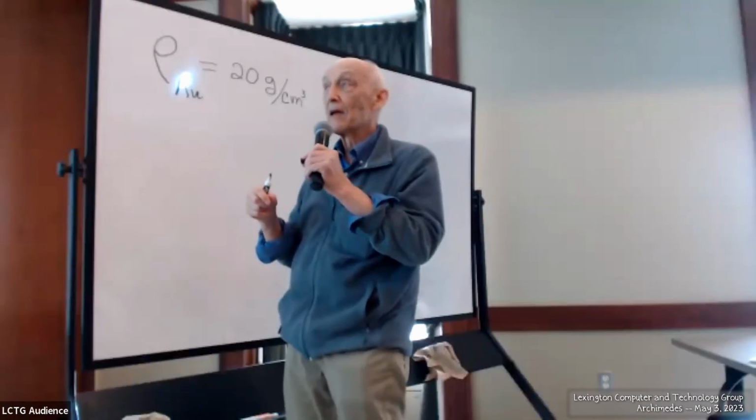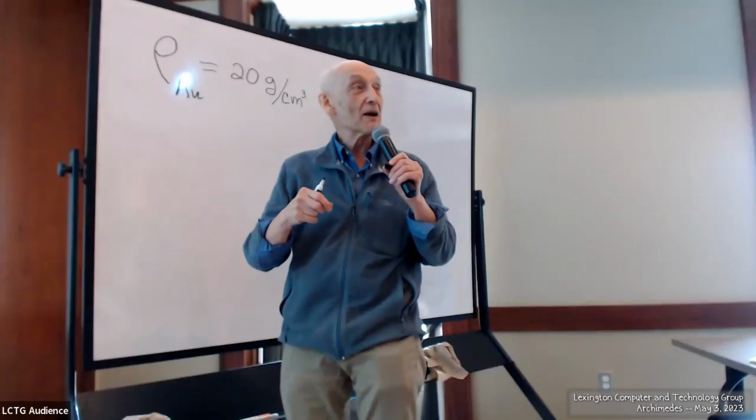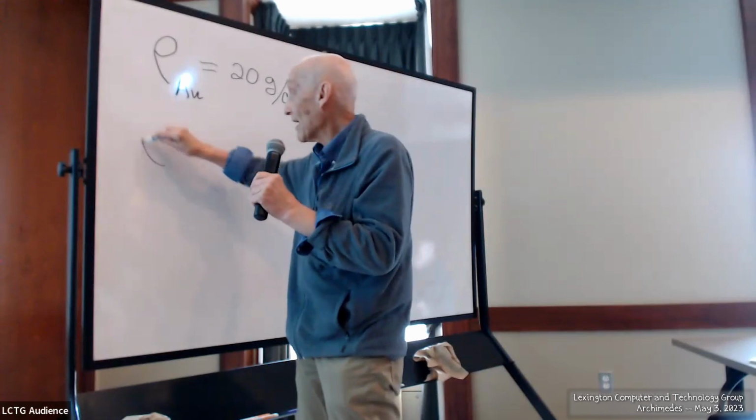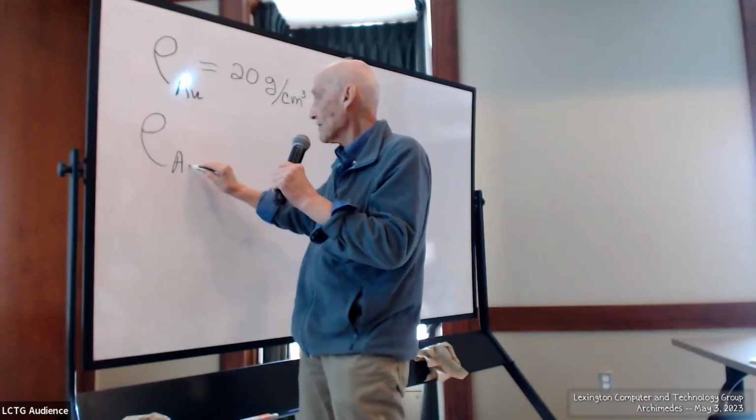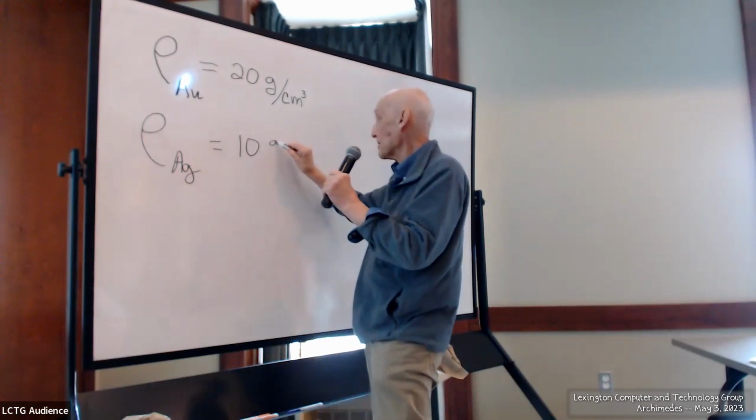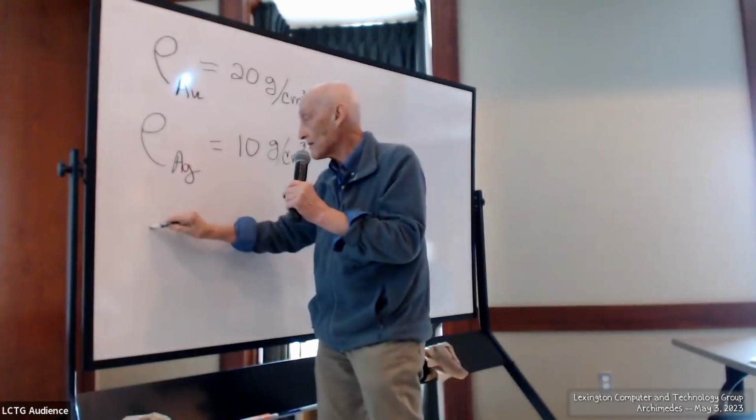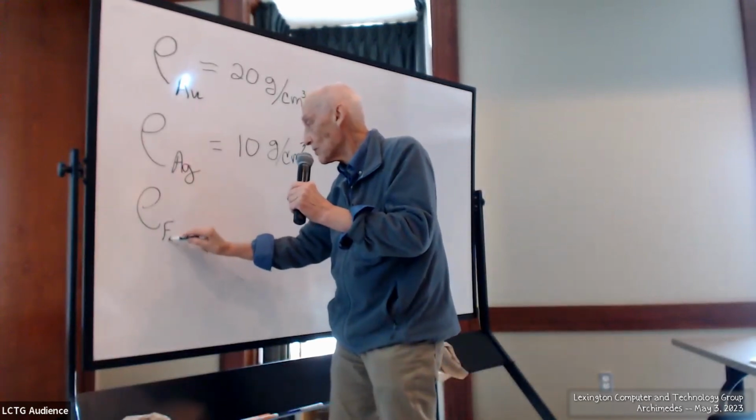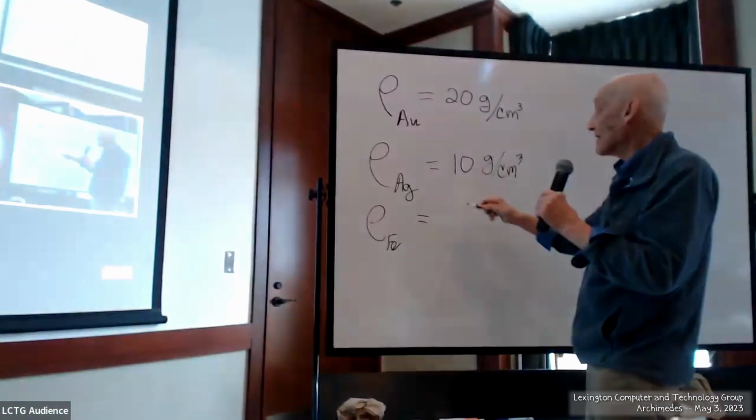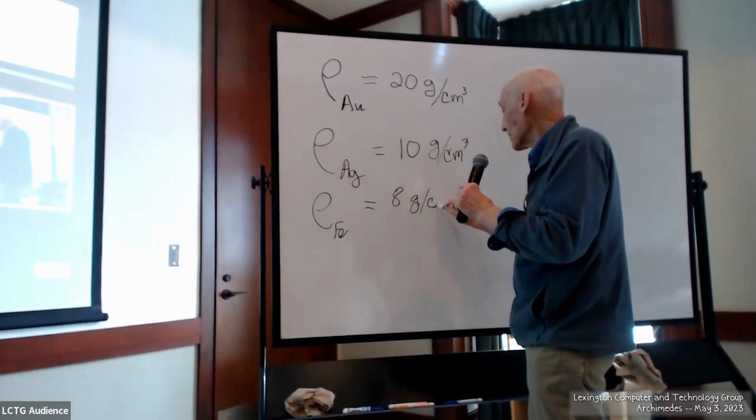Water has a density of about 1 gram per cubic centimeter. So gold has a density of twice that. Silver, on the other hand, has a density which is about 10 grams per cubic centimeter. And iron, so I'm using chemical symbols as subscripts, iron comes in at about 8 grams per cubic centimeter.